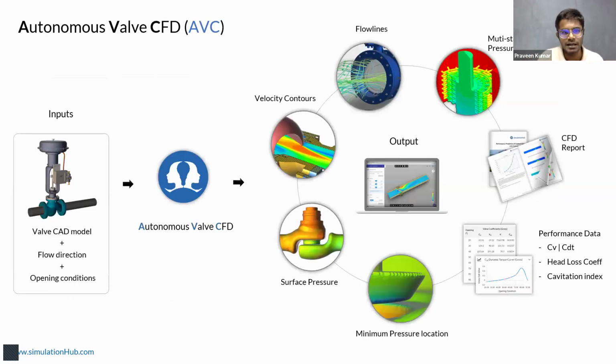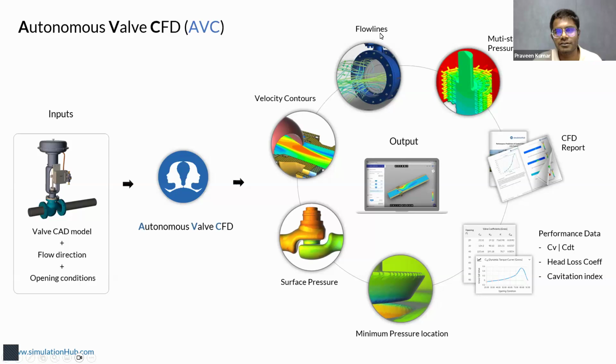To put it simply, the app requires three sets of inputs. One is the valve CAD model and the flow direction, whether it is flow to open, flow to close, or shaft upstream or shaft downstream kind of flow direction. And you specify the opening conditions for which you want to evaluate the flow performance. Okay, so simple. These three inputs are fed to the app, and the app does all the CFD processes autonomously in the backend, and then provides you with multiple results.